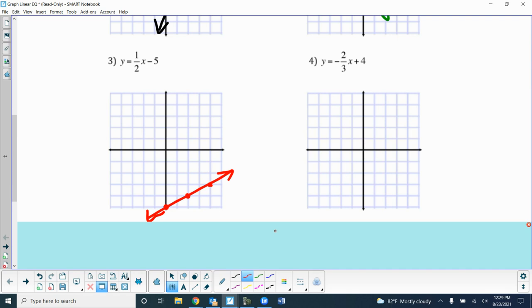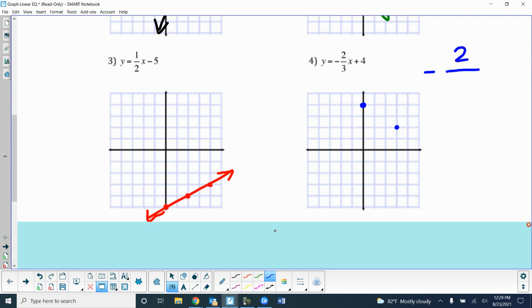Piper, where'd you start on number 4? I started at the number 4 on the line. This one, right there, that 4? On the y, yeah, because it's the y-intercept, right? Yeah, and then I went down 2 and then to the right 3. Good.